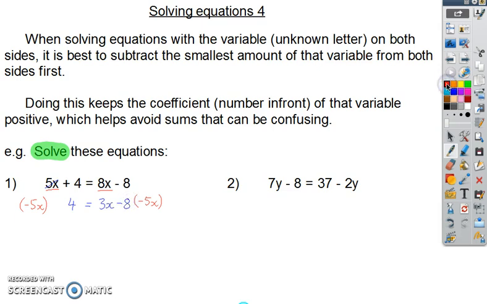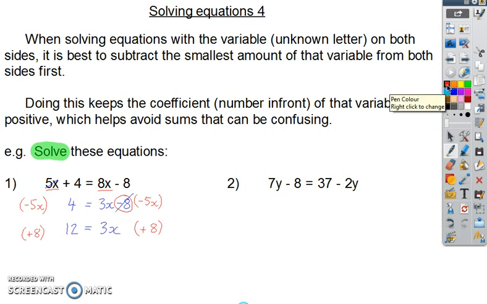Okay, next part. Now, we've got something that looks just like a normal equation. We've only got our variable, our x, on one side, so we're going to get that x by itself. We're going to get rid of that take away 8 first. Now, the opposite of taking away 8 is adding 8. We do that to both sides, just to keep the balance. On the left hand side, 4 plus 8 is 12, which is equal to, on the right hand side, we get rid of the take away 8. We're just left with 3x.